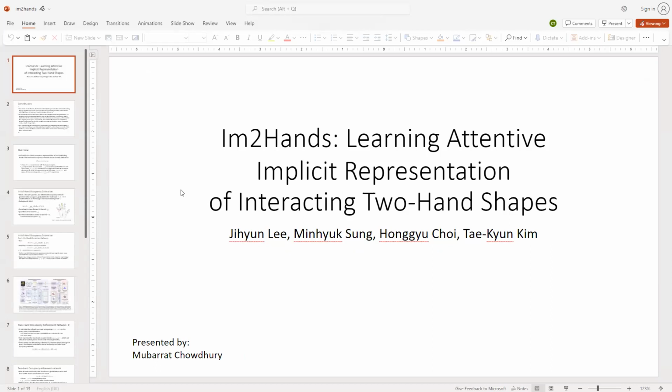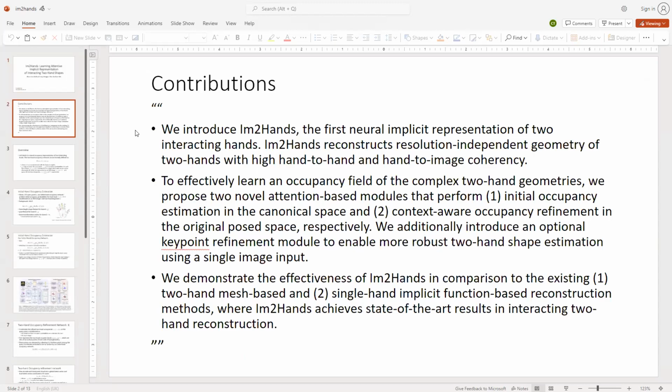Today I'll be presenting the paper Im2Hands, Learning Attentive Implicit Representation of Interacting Two-Hand Shapes. As the title suggests, the key contribution of this paper is that it takes a single RGB image of an interacting hand, and from it generates an implicit geometric representation of those interacting hands.